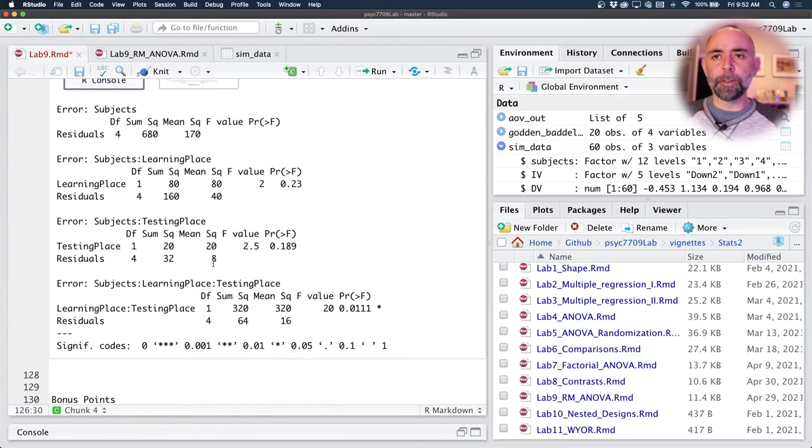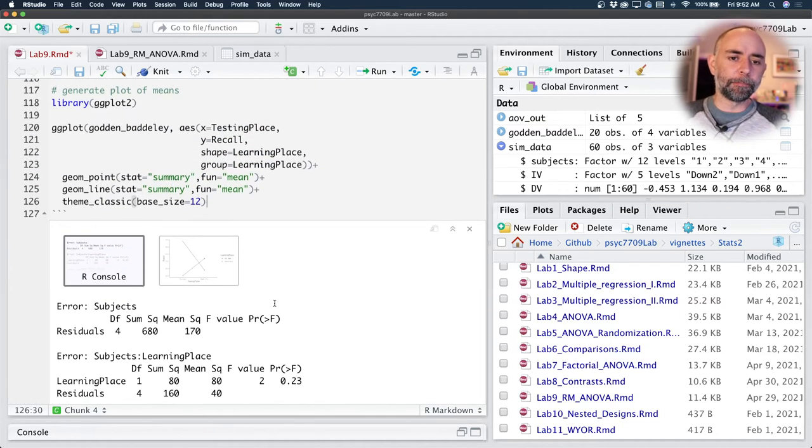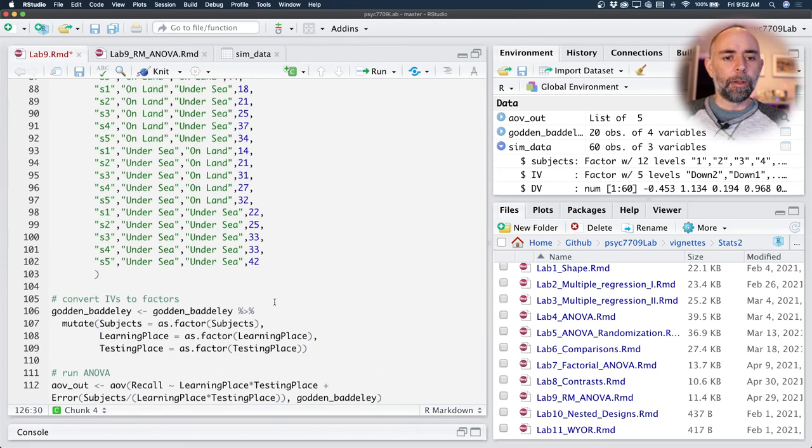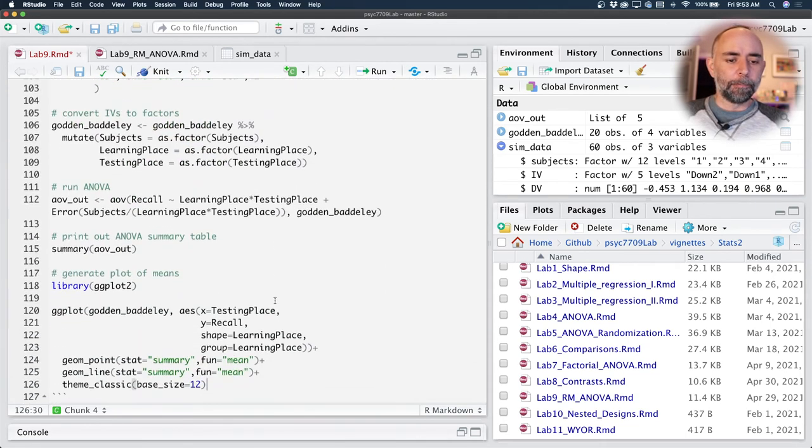Right. So the purpose of this question is to see if we can reproduce the main effect of learning, the main effect of testing, and the interaction only with one sample t-tests. This is a different way to think about the design. So let's do that.